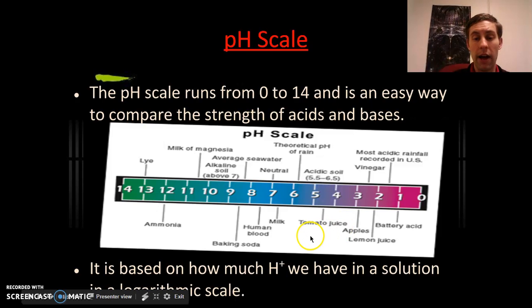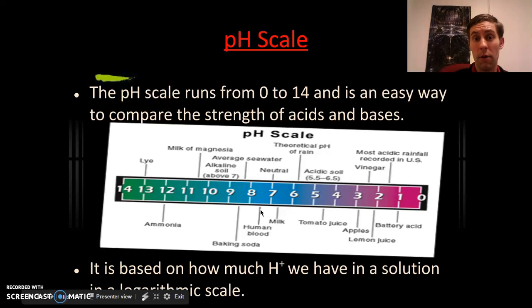So here's a scale saying really acidic over here, so battery acid's quite strong. Quite basic things are over here, so lye, that's what I talked about, that's what you use to make soap. And then things that are neutral means it's not acidic or basic, it's neutral, it's right in the middle. So things like water, that would be exactly neutral. Human blood is a little bit acidic.